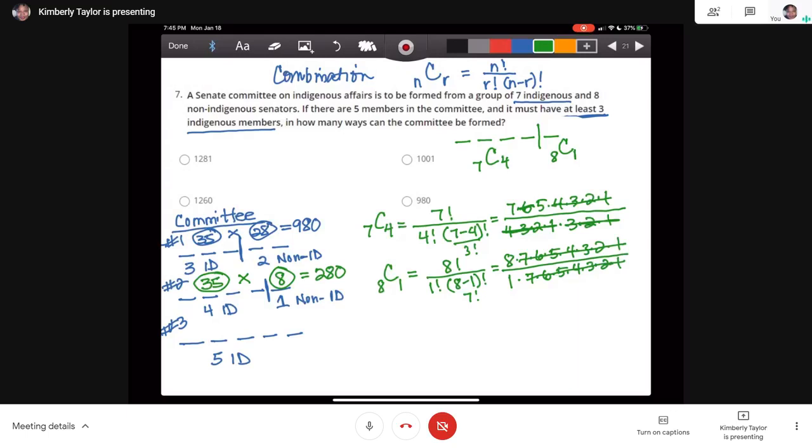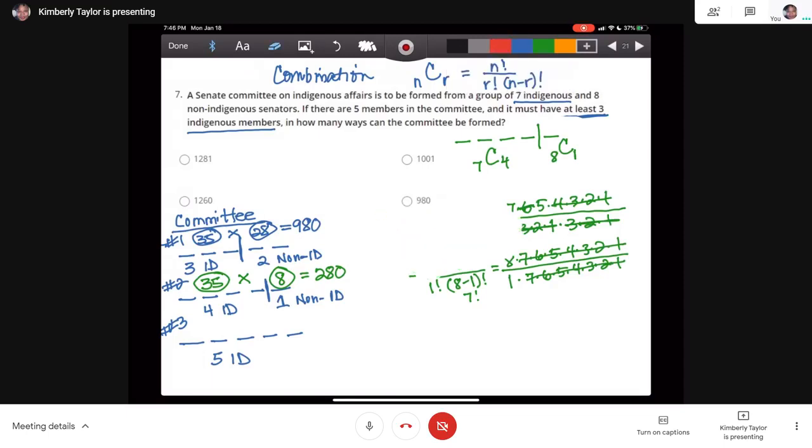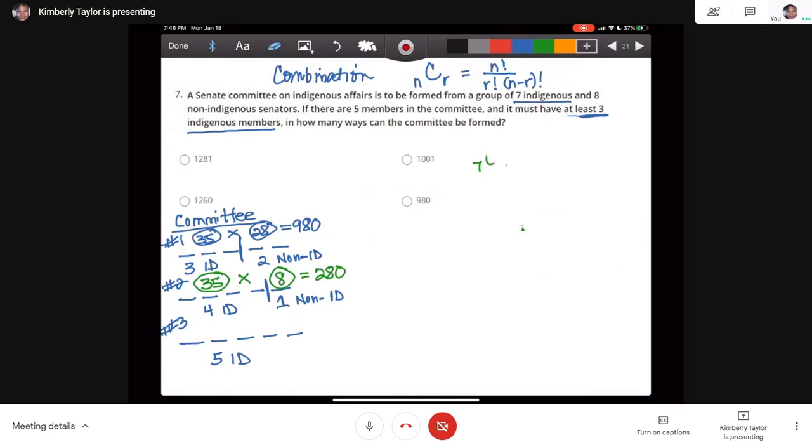Okay, so now let's go to the next one. Let's use a different color, and let me erase this here. Now, the last combination is all 5 members of the committee are indigenous. So, 1, 2, 3, 4, 5. So that's going to be the combination of 7 and picking 5 members. So it's going to be C, 7 and 5. It's going to be 7 factorial over 5 factorial and 7 minus 5 factorial.